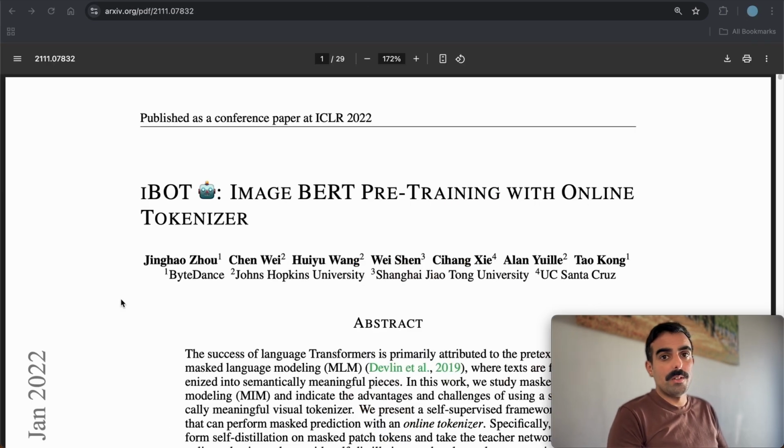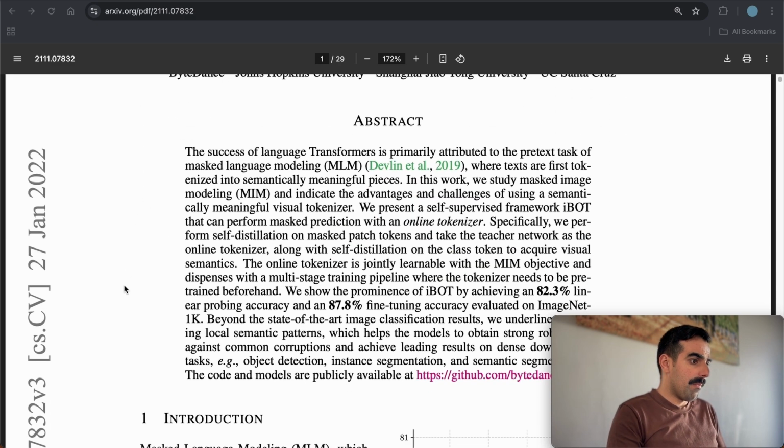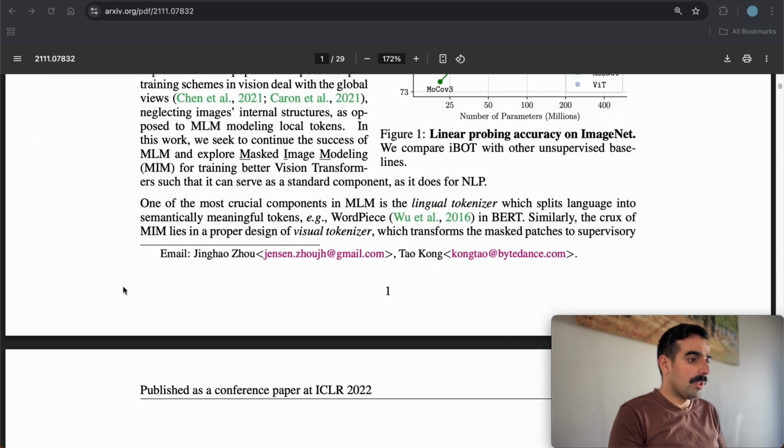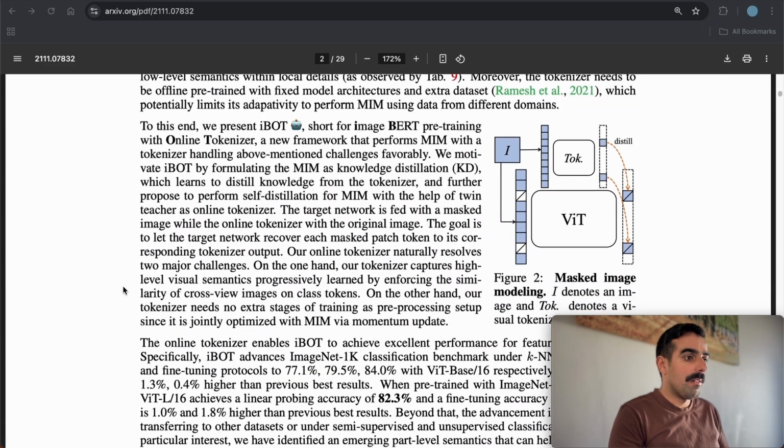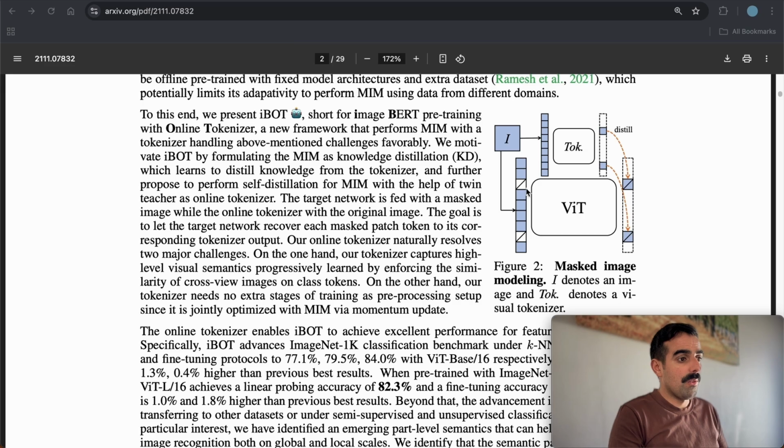Now let's talk about this paper. This one is called iBOT, Image BERT Pre-Training with Online Tokenizer. The most important contribution of this paper is the masking of patches.